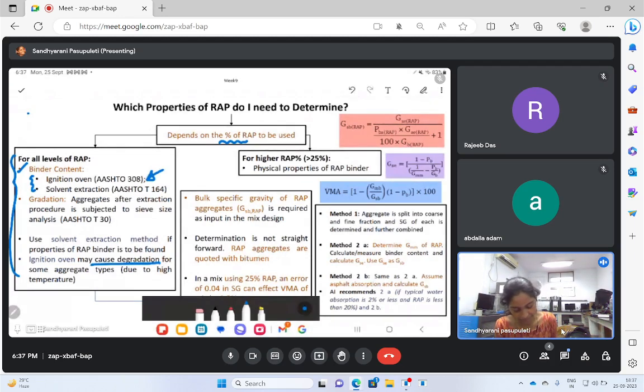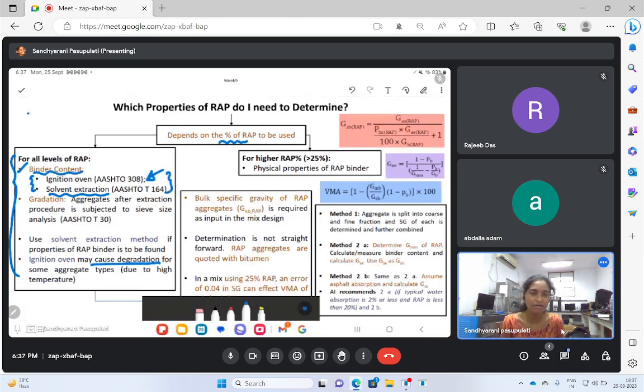Another method is called the solvent extraction method. In this method, we take the RAP aggregates, mix them with the solvent, and try to separate the binder from the RAP aggregate surface. So using these two methods, initially we have to calculate the binder content.